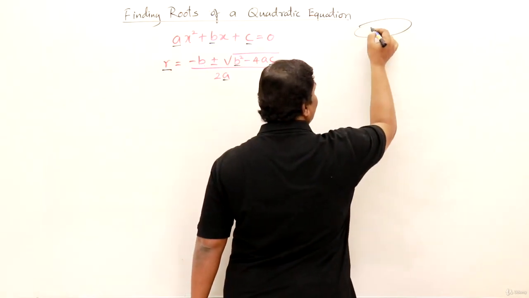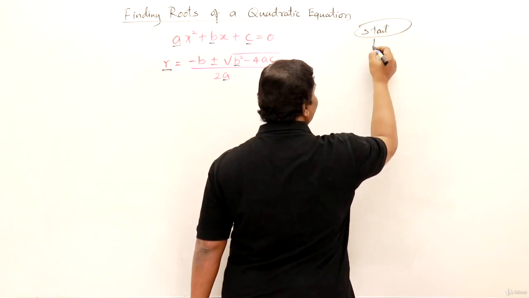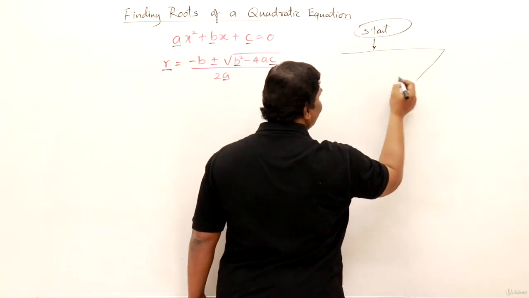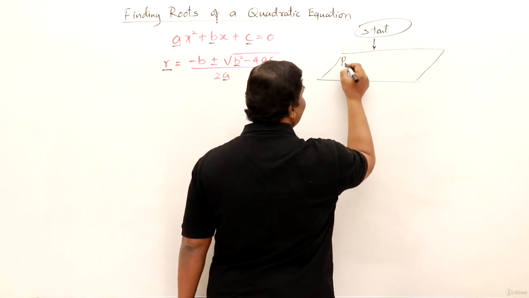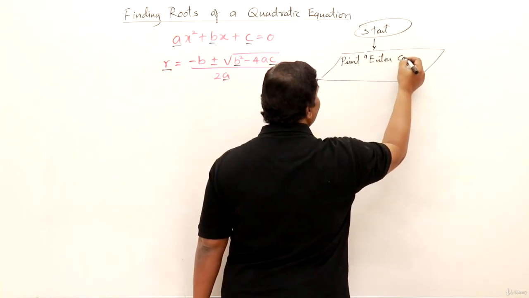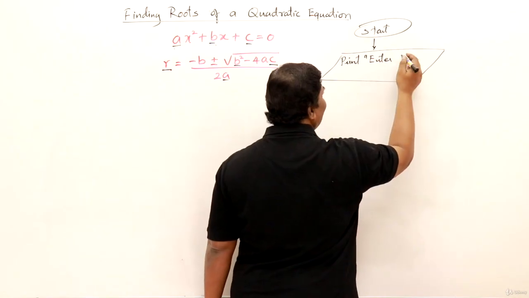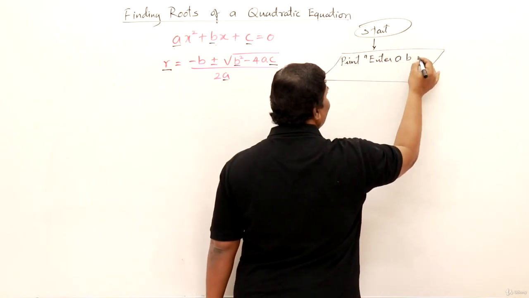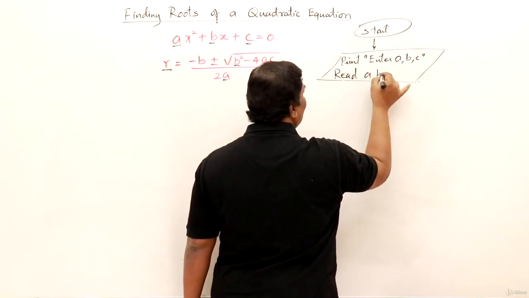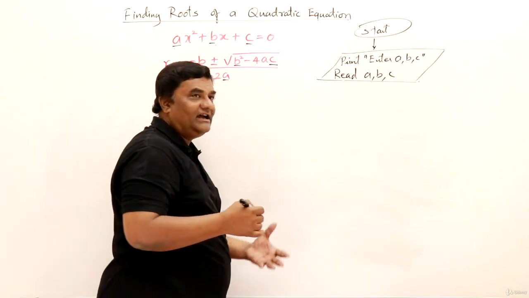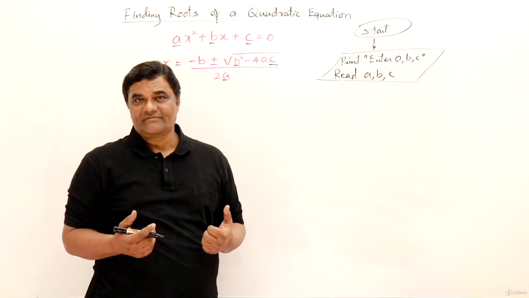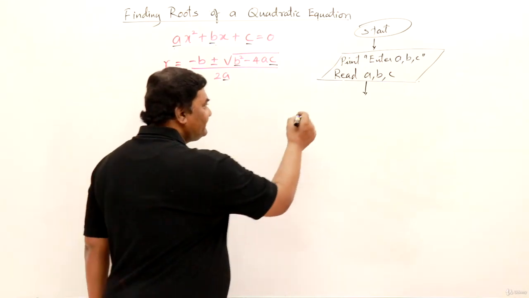Start the flow chart. What is the input? We should know the coefficients a, b, c, three things. So inside this input output box, give a message: enter a, b and c, these three values. Now read a, b, c. Imagine I am a program and I have to calculate the roots. Then I should take the a, b, c values, the coefficients, from you.